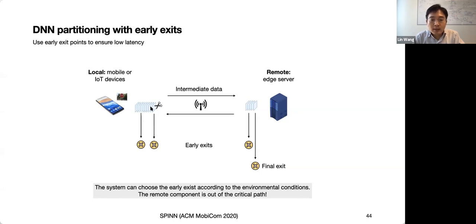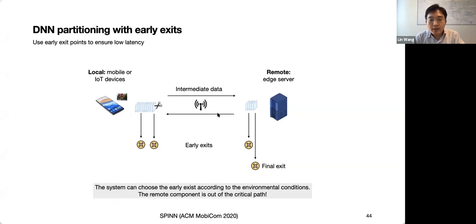So even before you reach the end of the DNN, you can exit from the middle layer if it already satisfies your requirements, like the accuracy requirement. Then you can quit the DNN execution from the middle. And the system can choose the early exit points according to the environment conditions, like the network condition, local processing condition, and remote processing condition, right?